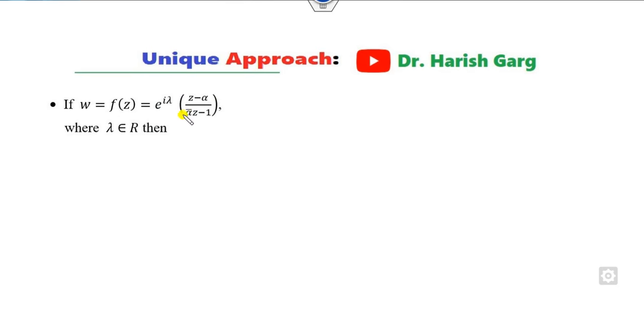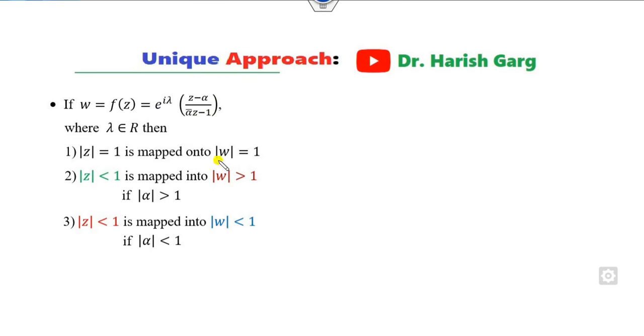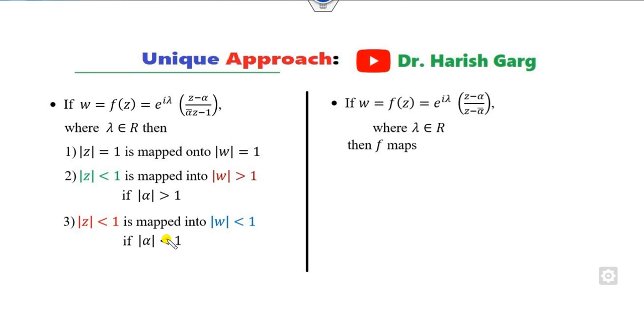Another concept is the following mapping, which we have defined here, where lambda is any real number. Then the unit circle is mapped onto the unit circle of W. The inside of the circle is mapped onto the outside of the circle if this condition holds, and similarly for this case.